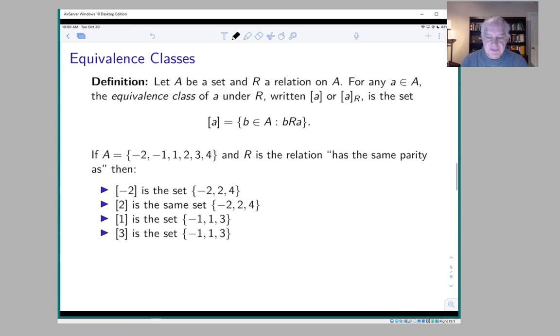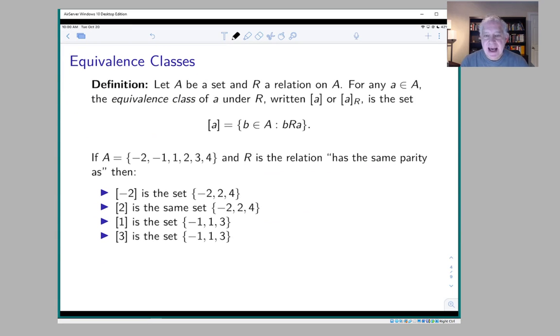Now, what makes equivalence relations really pay is the idea of an equivalence class. So remember I said that equivalence relations allow you to pick a property of elements of a set and then focus in on that property. An equivalence class is what happens when you take that property and you put everything together if they are the same for that particular property.